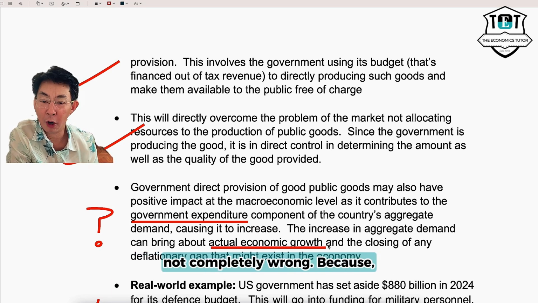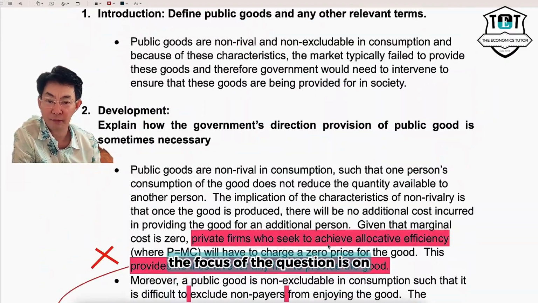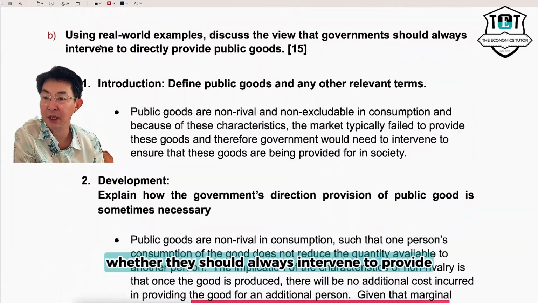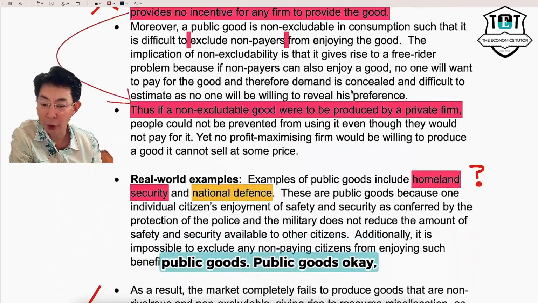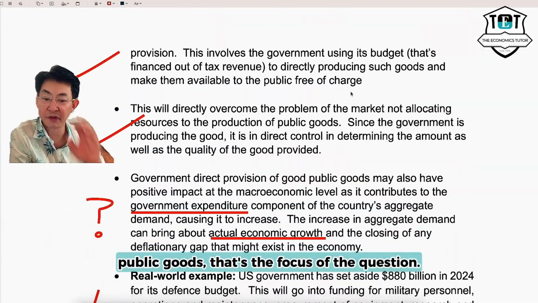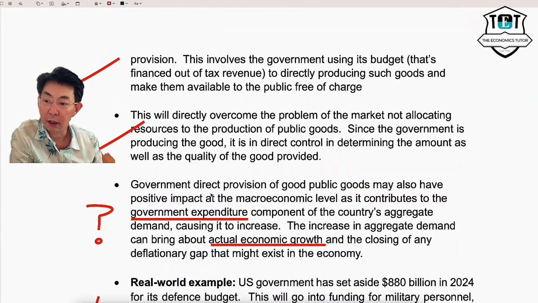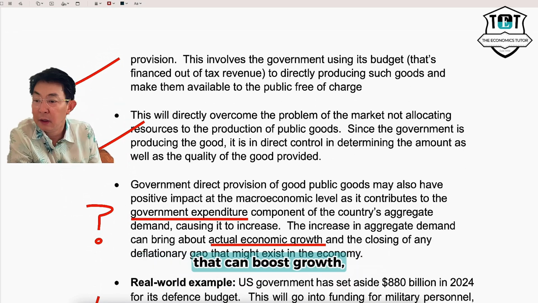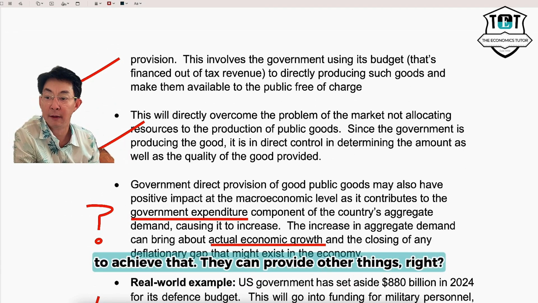Okay, not completely wrong, because the focus of the question is on whether they should always intervene to provide public goods. Public goods, okay. That's the focus of the question. If you want to talk about more government spending that can boost growth, they don't have to be providing public goods to achieve that. They can provide other things.